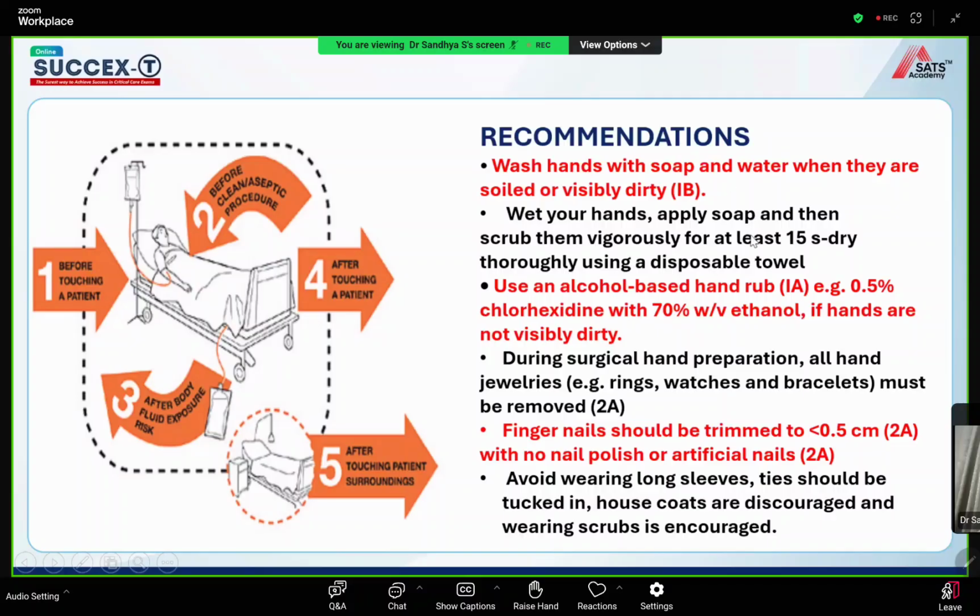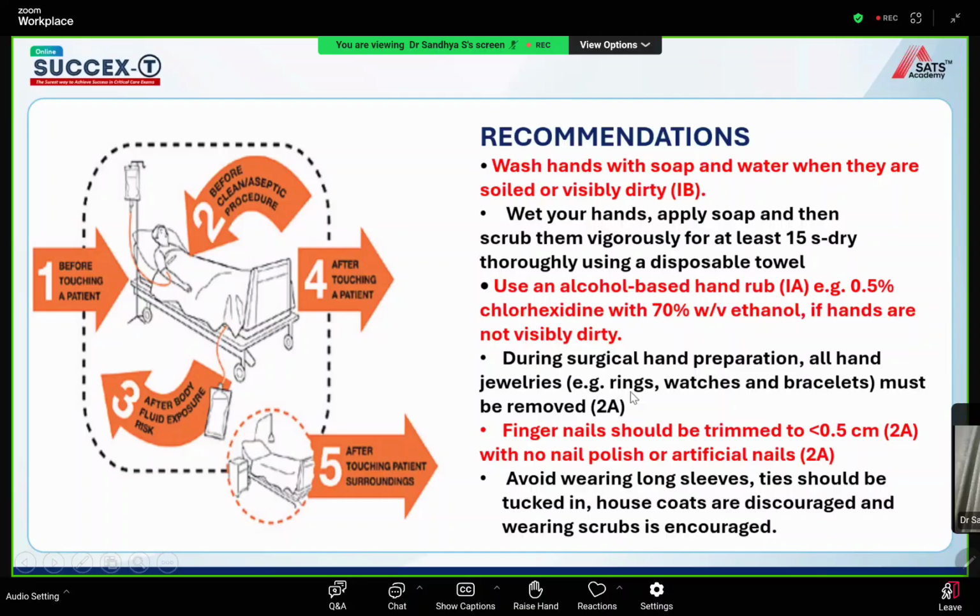But if you are not in direct contact with blood or blood products, hand care with alcohol-based hand rub with chlorhexidine and ethanol is enough, because the combination of chlorhexidine and ethanol is supposed to cover most of gram-positive, gram-negative, fungal and some of the viral infections also.